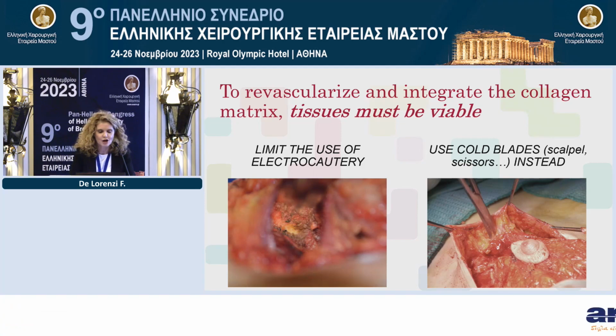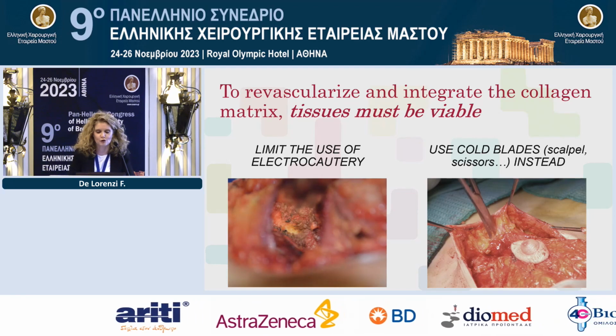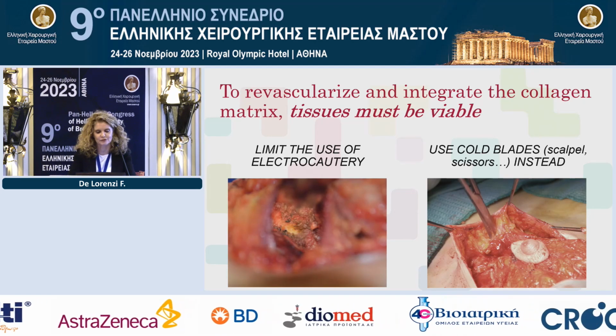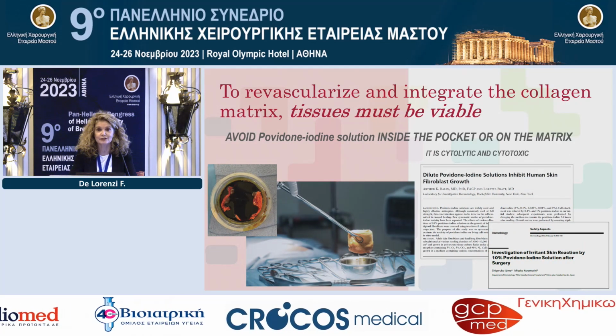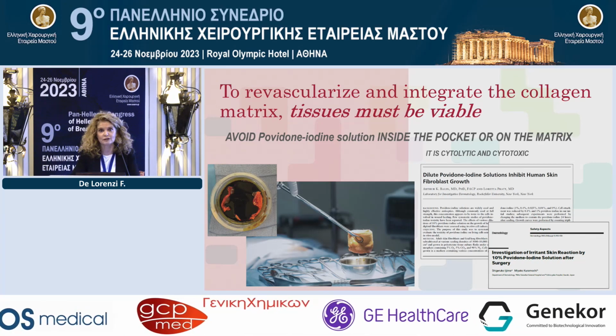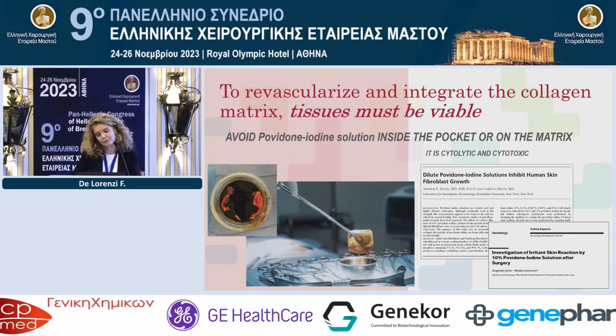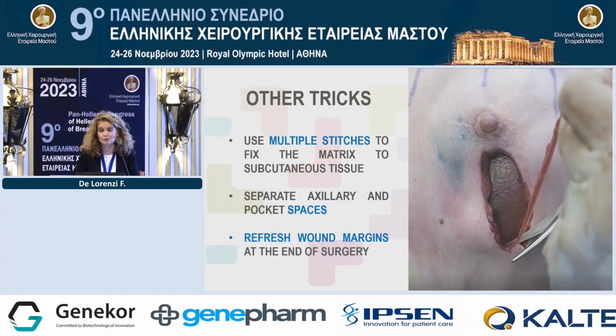So, some tricks: we do recommend limiting the use of electrocautery. Instead, use cold blades such as scalpel and scissors. And do not use povidone iodine solution because it is cytolytic and cytotoxic, so not in the implant pocket and not on the matrix. And then I have some small tricks.